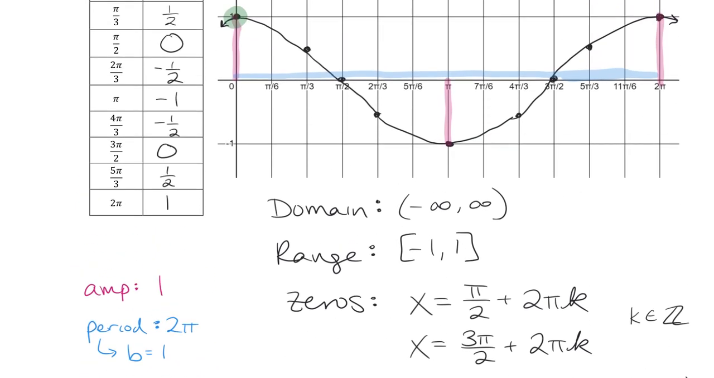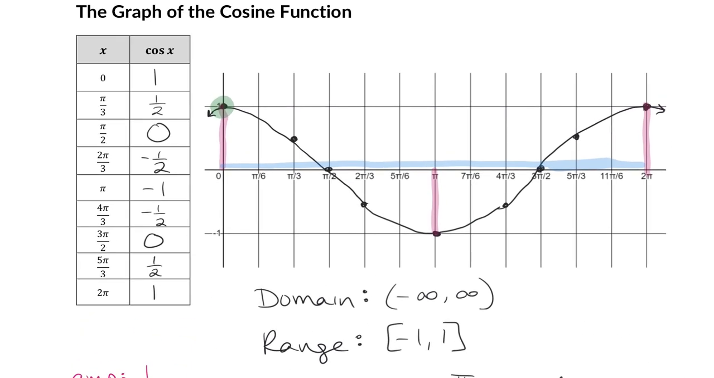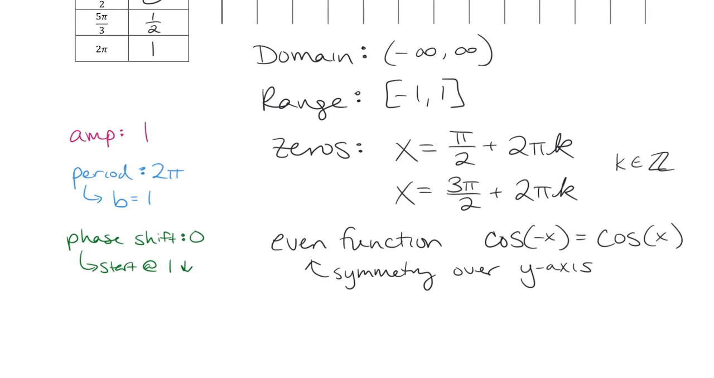And then last but not least, we need our midline. What's the midline of this graph? Also 0. Again, basic parent function. But if your graph does not have a midline of 0, that means that you have shifted it from normal, and we need to account for that in the formula.